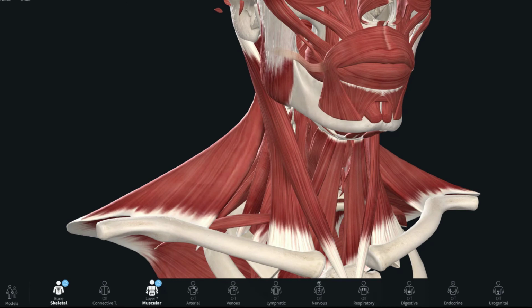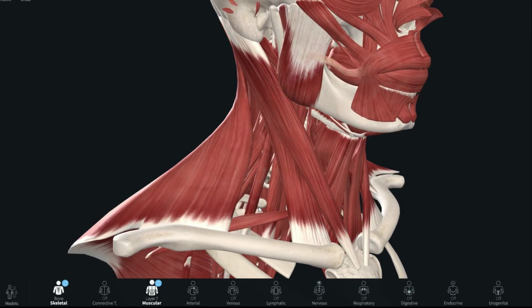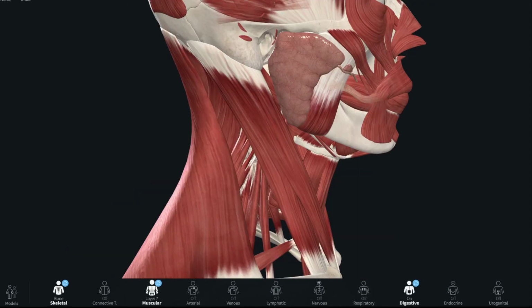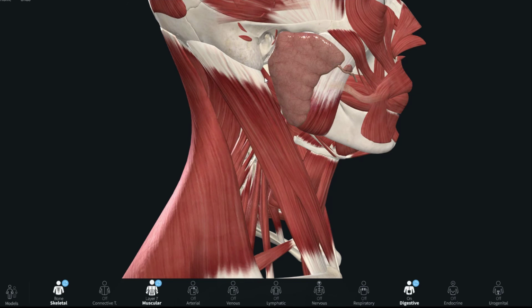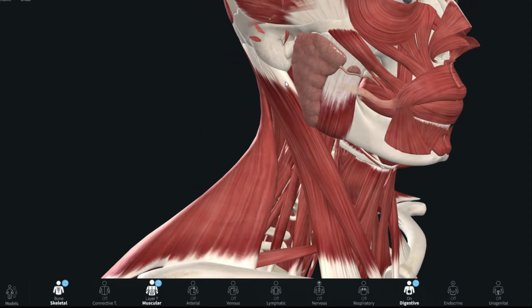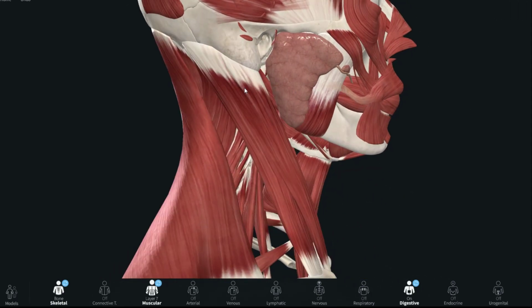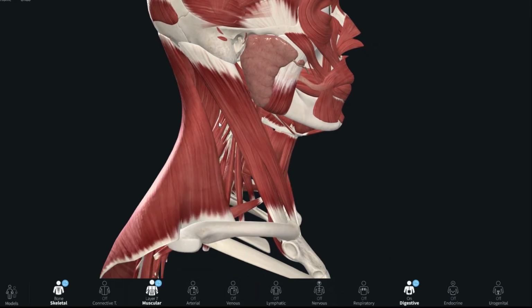Now, the external jugular vein is thus another superficial relation of the sternocleidomastoid. And another superficial relation is, if you remember, the parotid gland over here. So this over here is the parotid gland. The parotid gland is also another superficial relation of the sternocleidomastoid. So that's all for the superficial relations of the sternocleidomastoid.